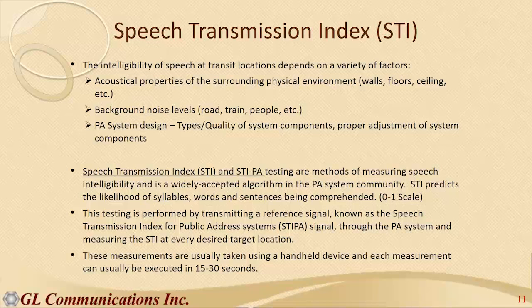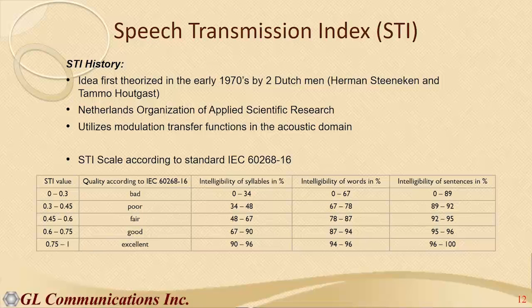So STI meters are used. They can be on site. Some of the testing procedures for doing evaluations at a location I'll talk about a little deeper in the coming slides. But as an overview, one thing to take in is that STI measurement is the widely accepted method of evaluating a PA system. The testing is performed by transmitting a reference signal, known as a STI-PA signal or STI-PA file, through the PA system and measuring the STI at every desired target location. We'll talk about how you pick the locations to measure, grid by grid and so forth. These measurements usually are taken by a handheld device, and each measurement can be executed in 15 to 30 seconds. Again, we'll talk about how that's done in the coming slides, so I'll just leave it at that for now.